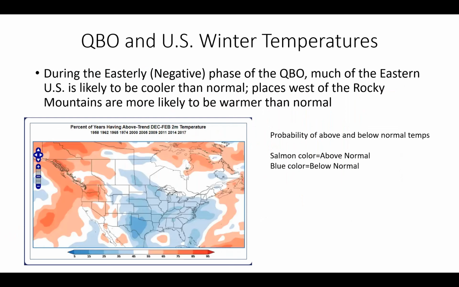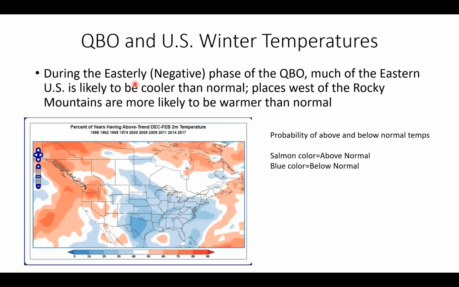Let's now examine the QBO and U.S. winter temperatures. This is courtesy of the World Climate Service. The following four slides are courtesy of the World Climate Service, and they have this particular graphic, which I really liked, to explain things. It shows the probability of above and below normal temperatures for the United States during the winter season from December to February. The salmon coloring indicates a probability of above normal temps, and the blue coloring indicates the probability of below normal temperatures.